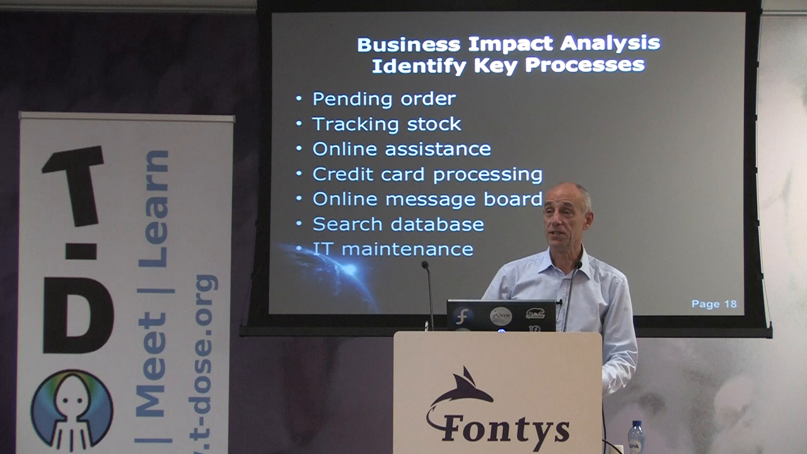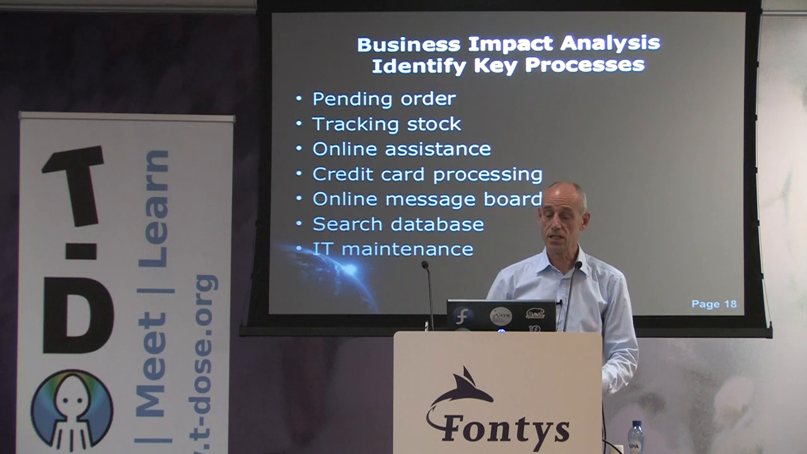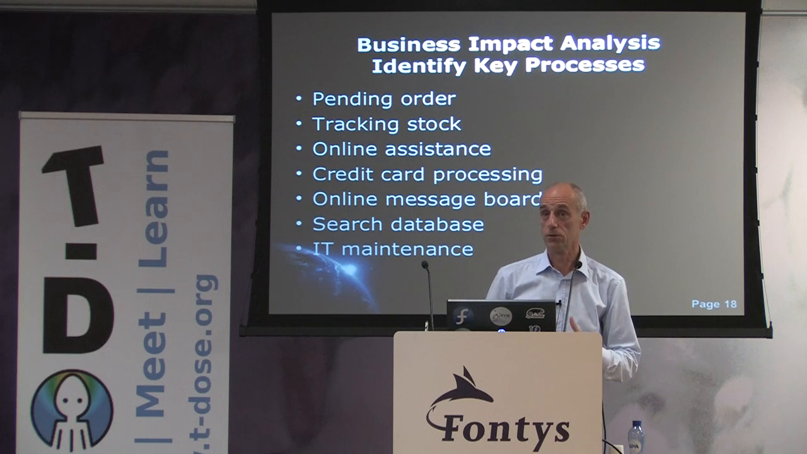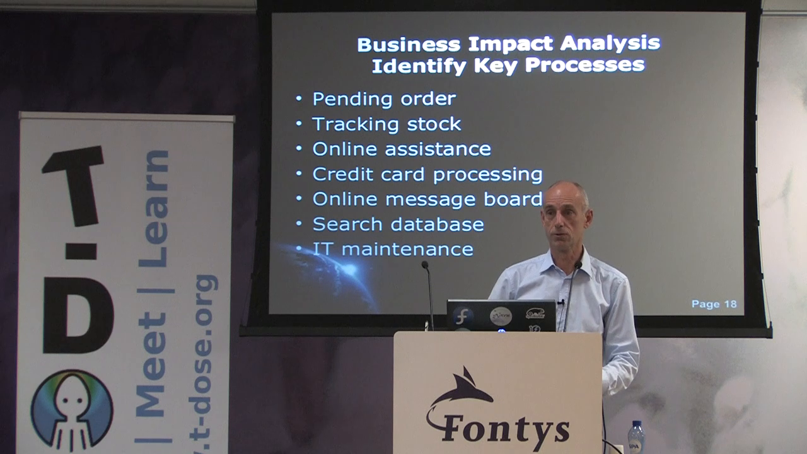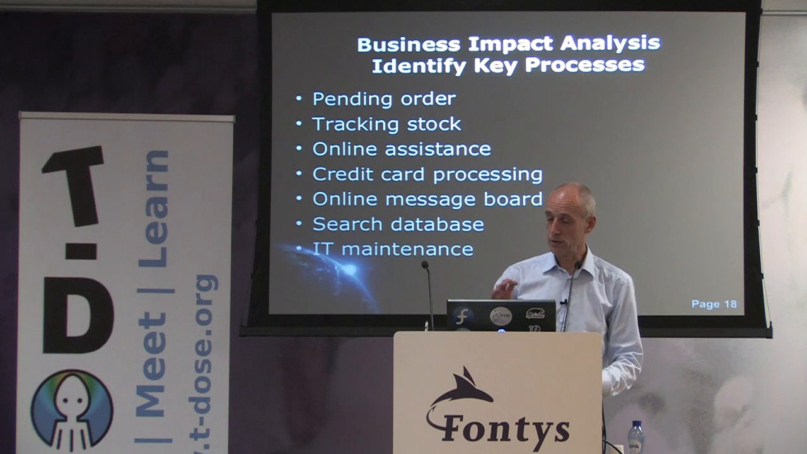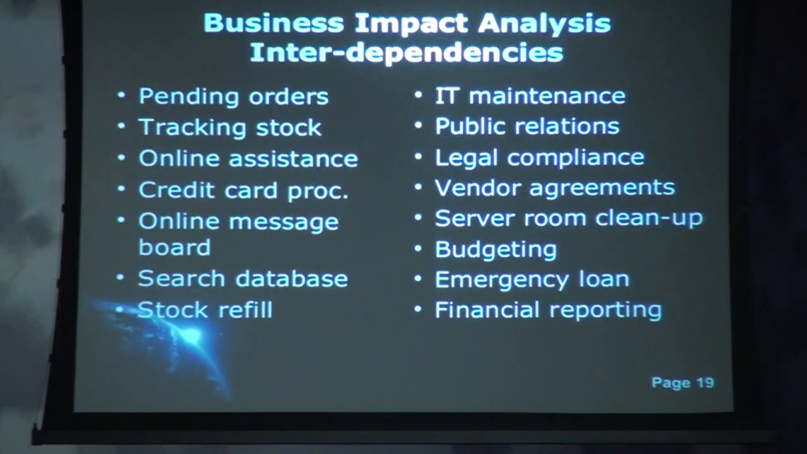So what do you do? You have to identify your key processes, because not all the processes in your complete business chain are equally important. What is important for that kind of company is the orders. You want to sell. You have to track your orders, of course, and therefore you need computers. Online assistance, yes, somebody picks up the phone. Credit cards, you want to sell, so you need money. The message board, searching the database, your items, IT maintenance, and so on. If you have those key processes, then afterwards you have your interdependencies, because there is a lot more stuff: stock refilling, legal, public relations, budgets, financial reports, and so on.